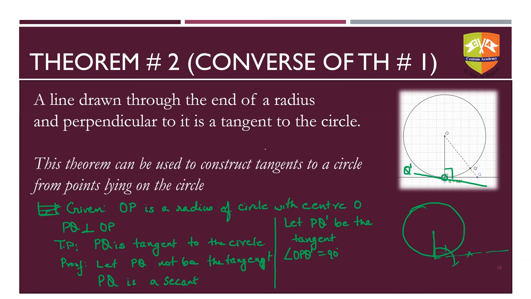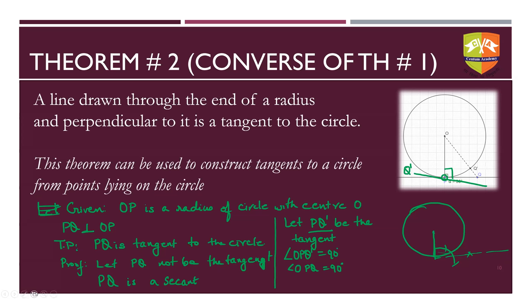Why? Because of the previous theorem, we proved that a tangent and a radius at the point of contact are perpendicular to each other. Are you guys getting this? The build of the logic, how am I building the logic? I'm saying let PQ not be the tangent. That means PQ is a secant. That means you can pass a tangent from point P to the circle. Let that tangent be PQ dash. So PQ dash is the tangent now. If PQ dash is the tangent, then angle OPQ dash is 90 degrees. But you're also saying OPQ is 90 degrees.